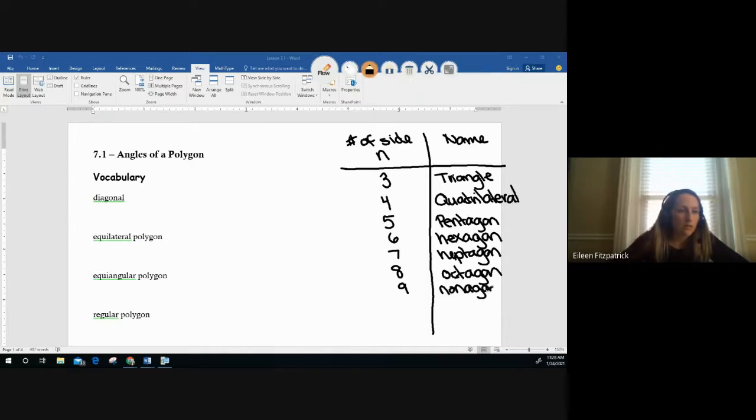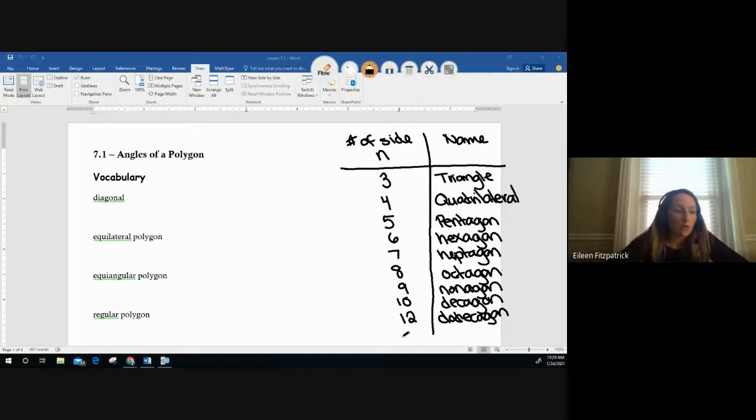Hope I have room for all the ones I wanted to write. The next one, a 10-sided figure, is a decagon. 11, we could write it, I'm just running out of room. 11 is an undecagon. 12, probably the most common one that you're going to see, is a dodecagon.